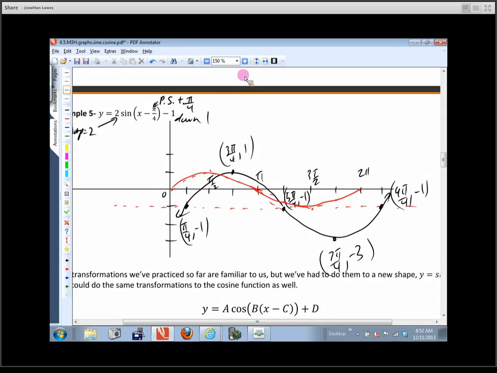Here's what I want you to do. Come tomorrow with those 5 key points on sine and cosine memorized. Look through your notes. Make sure you don't have any questions. If you do, send me an email and come and see me tomorrow morning, and let's get them straightened out. Because tomorrow we're going to start taking these and doing all sorts of funky stuff with them. So memorize the shapes.